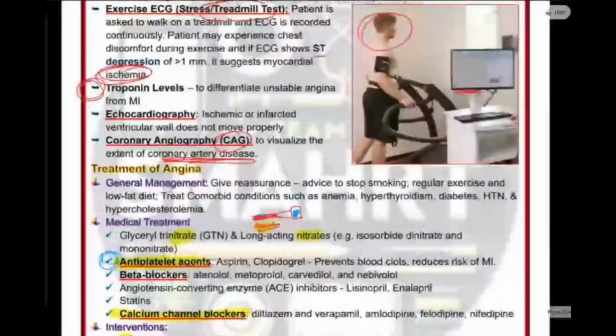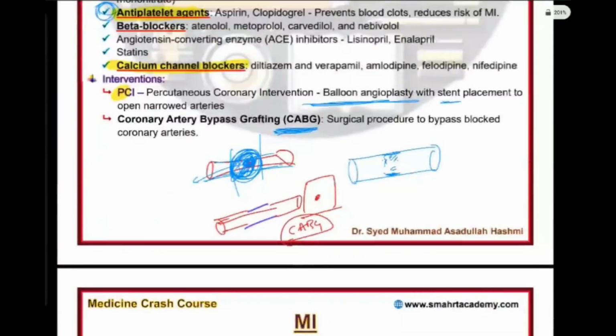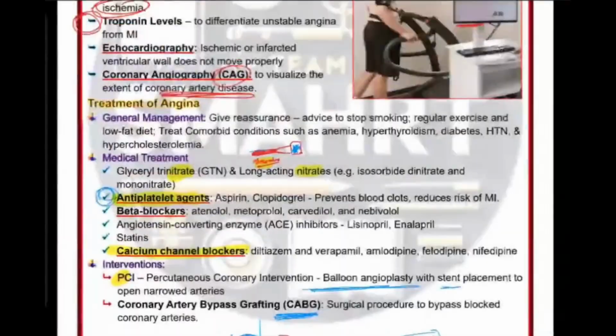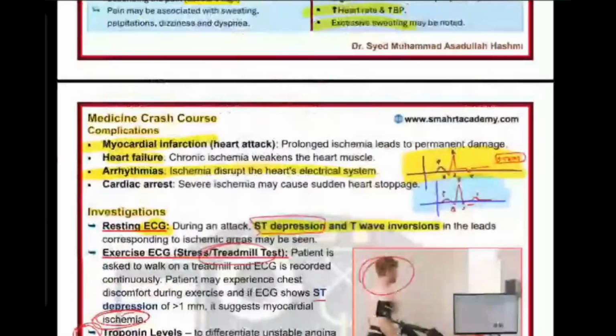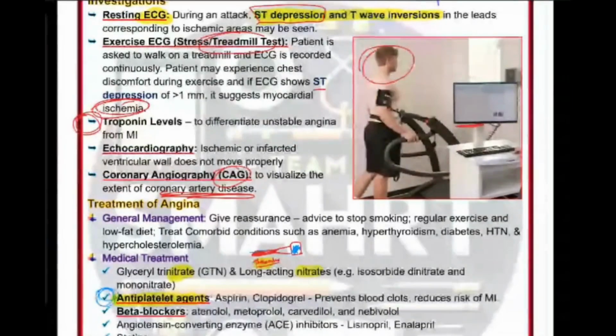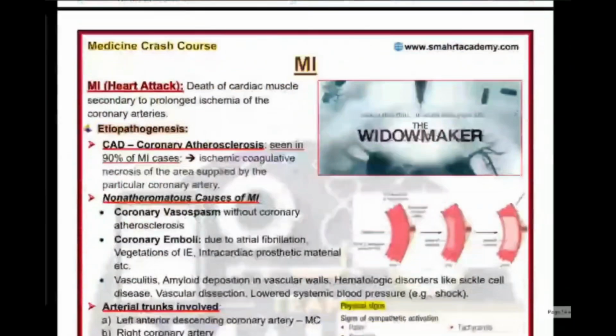How do you manage a mild case of angina? How do you manage unstable angina? How do you manage Prinzmetal angina? This is only the management. This is how you manage angina. Everybody followed angina? If you follow, then it will become very easy for MI. Okay, now MI.